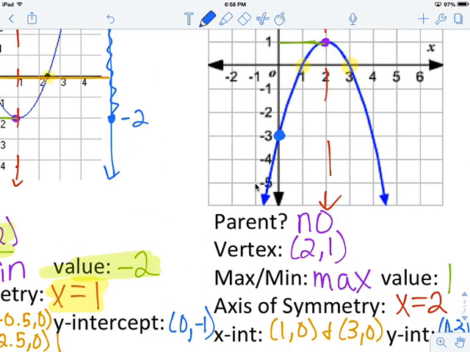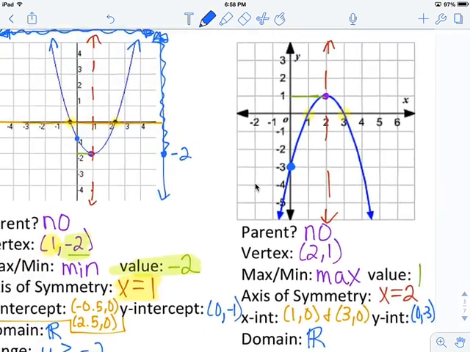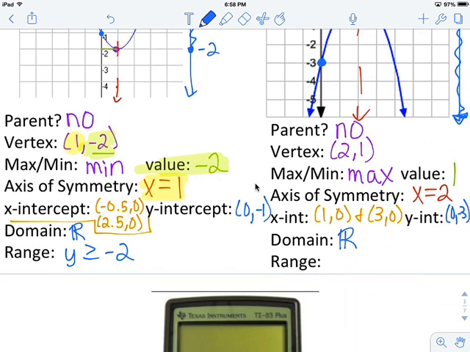Now, the domain, it goes left and right forever, so the domain is still all real numbers. And then for the range, we're going down forever, and it stops right here at positive 1. So the way we would write that is y is less than or equal to 1.